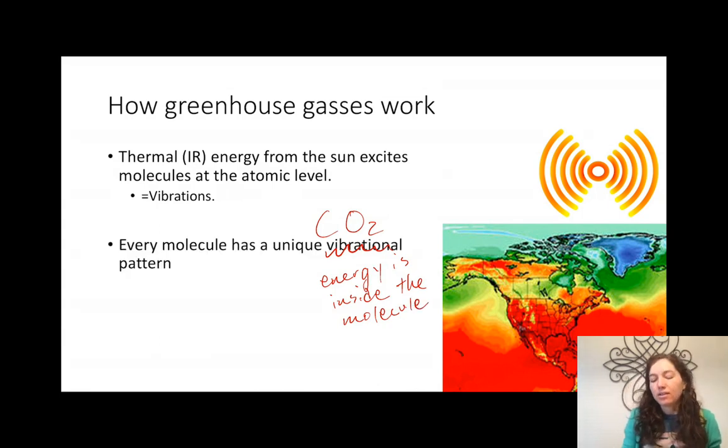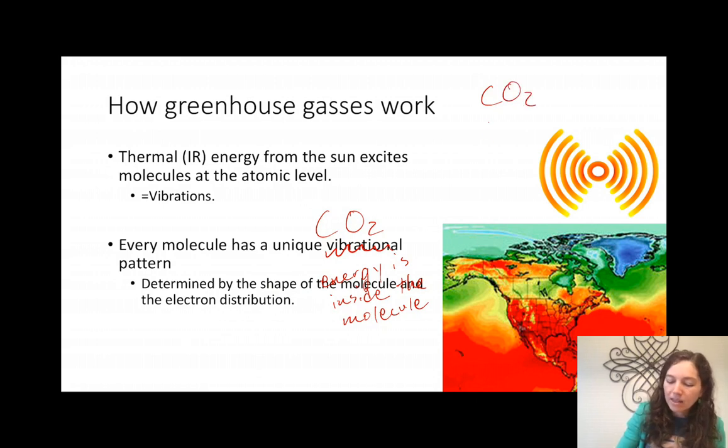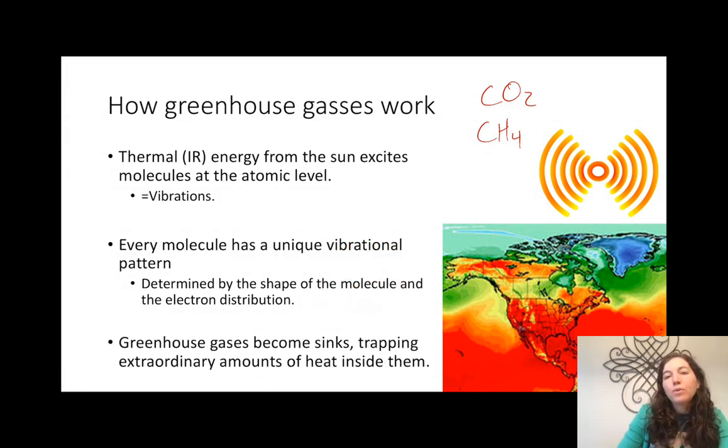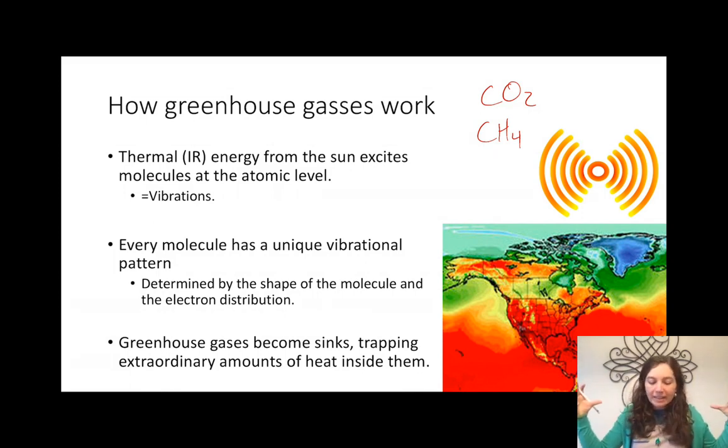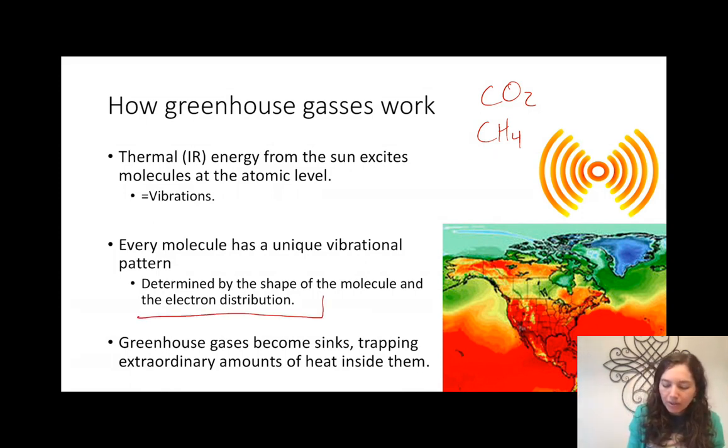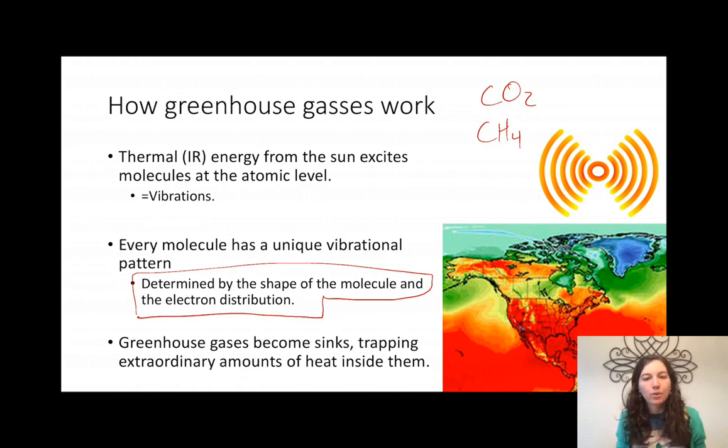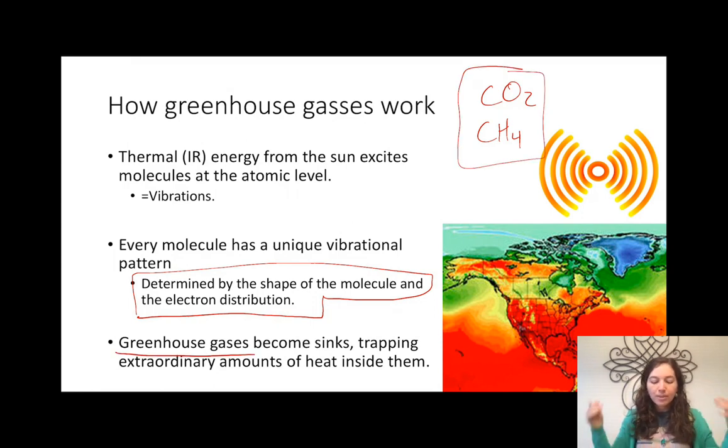Every molecule, like CO2, and methane, which is also a greenhouse gas, has a unique vibrational pattern. The way that it vibrates, does it stretch this way, this way, or all around like this, is determined by the shape of the molecule and its electron distribution. We aren't really going to go into that, but do know that each molecule absorbs a specific frequency of electromagnetic radiation. So these greenhouse gases become sinks because they trap the IR radiation coming off the sun inside of them. It's stuck inside.